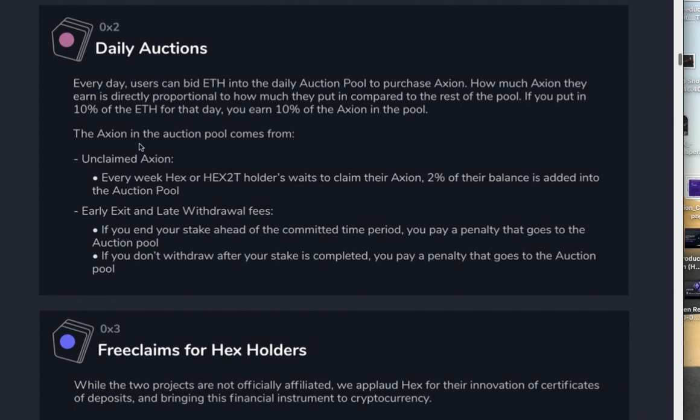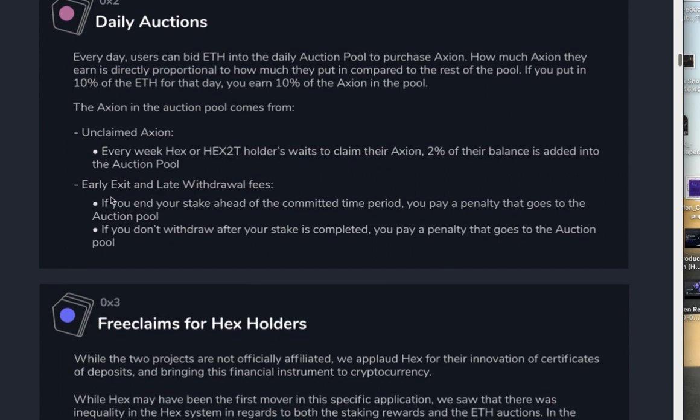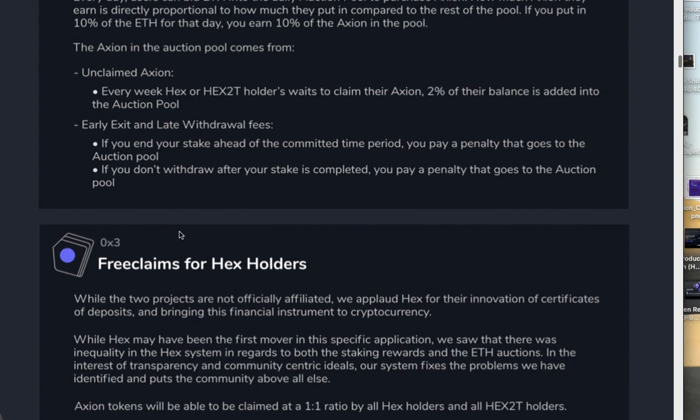So Axion in the auction pool comes from unclaimed Axion, okay? So this is where it's coming from. Every week, HEX or HEX2T holders wait to claim the Axion. 2% of their balance is added to the auction pool, all right? Early HEX and late withdrawal fees. If you end your stake ahead of the committed time period, you pay a penalty that goes to the auction pool, okay? If you don't withdraw after your stake is completed, you pay a penalty that goes to the auction pool. All right? So very important that you know these features.